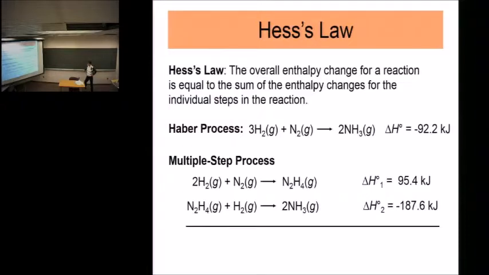Okay, so nothing else cancels out, but what about this? Can I clean this up a little bit? I've got 1 here and 2 here. Can I add that together? Yes, I can. So that'll be 3H2 plus N2 gives me 2NH3.